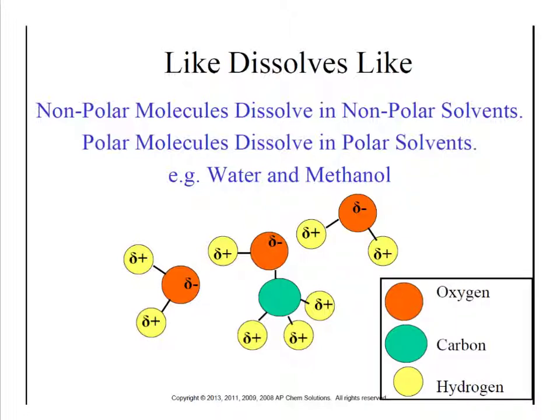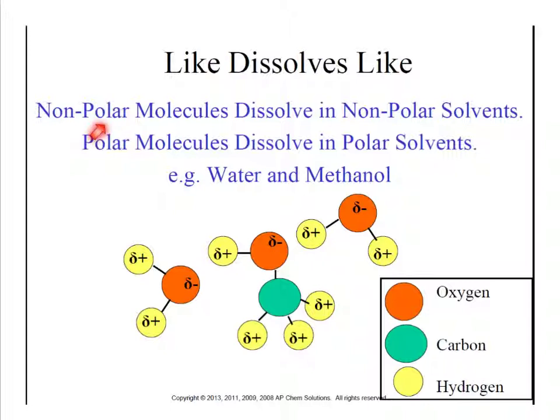And here's that term again, like dissolves like. What it says is that nonpolar molecules dissolve in nonpolar solvents. Polar molecules dissolve in polar solvents. So not just ionic compounds dissolve in water. Any polar compound will dissolve in water. For example, methanol, which is this big guy right here, will also dissolve in water because it has your dipole negatives and your dipole positives. So they can be surrounded by the water molecules just like sodium chloride can.